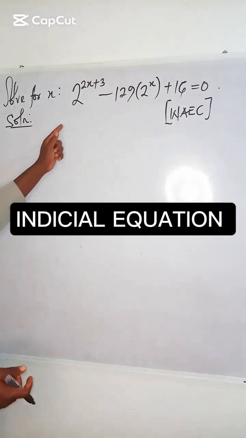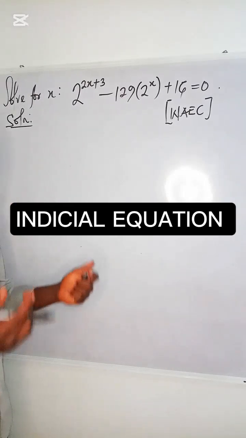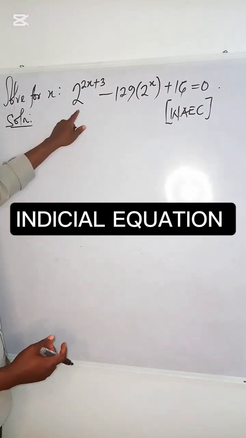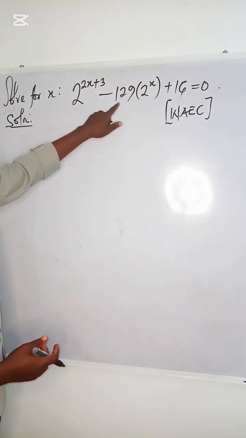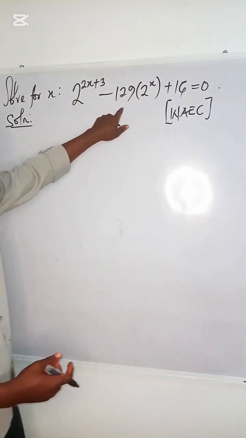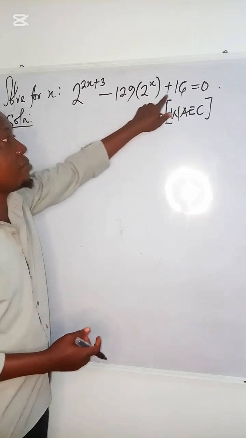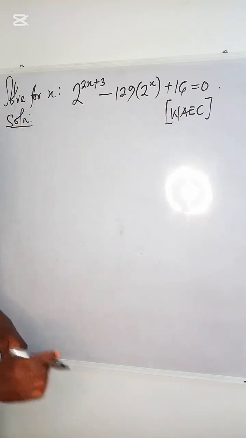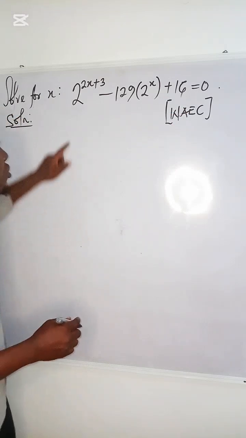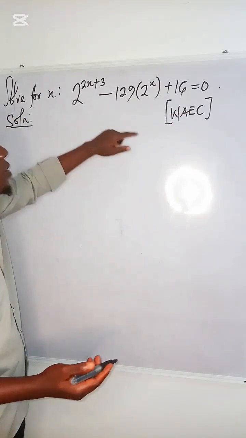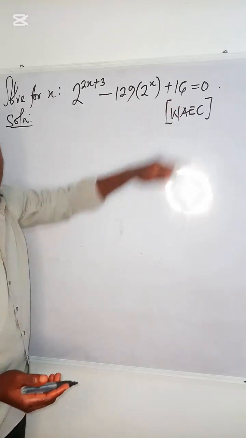Check the initial equation on the board, or we call it an exponential equation: 2 to the power of 2x plus 3 minus 129 of 2 raised to x plus 16 is equal to 0. One thing that we have to observe is that we can't solve this directly, right? They are not products. They are in addition and subtraction.